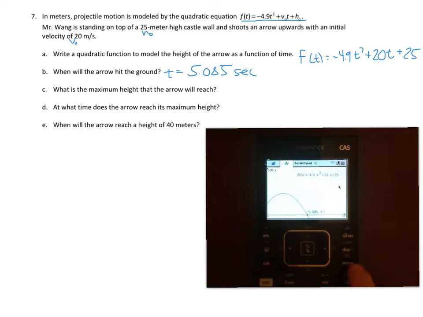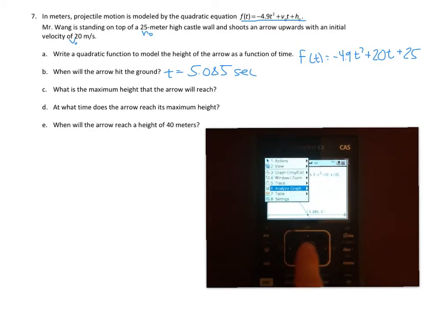What is the maximum height that the arrow will reach? Well, now we're going to find the maximum point on this parabola. So I do analyze graph, maximum, and I want to find the maximum point, so I move this line to the left of the maximum point for the lower bound. For upper bound, I move it to the right. I press the middle button, and there's the maximum point, which I'll move up a little bit.